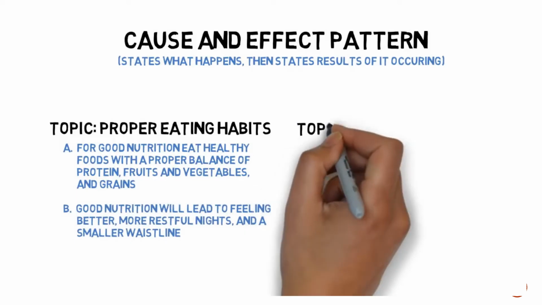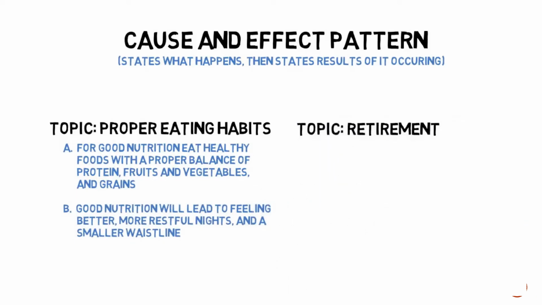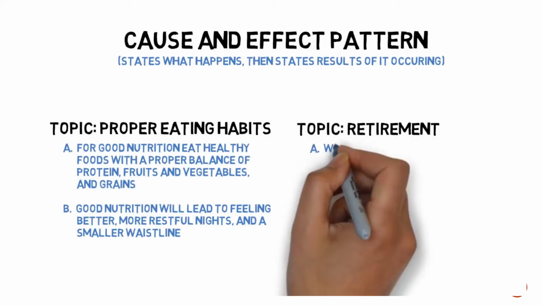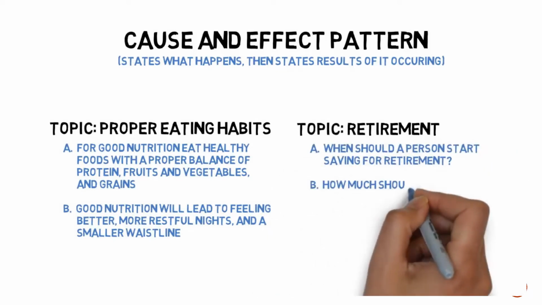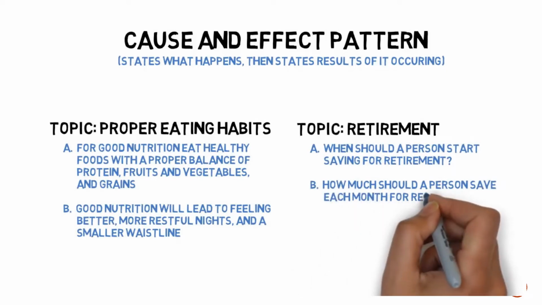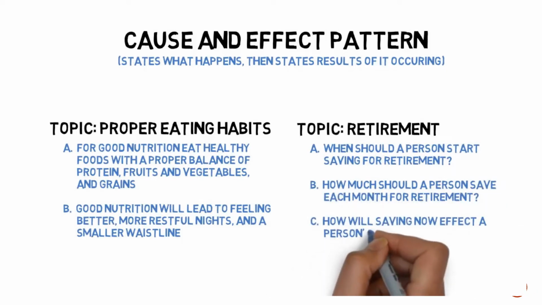The arrangement of main points for a speech on saving for retirement might sound like this. When should a person start saving for retirement? How much should a person save each month for retirement? And how will saving now affect a person's financial health in retirement?